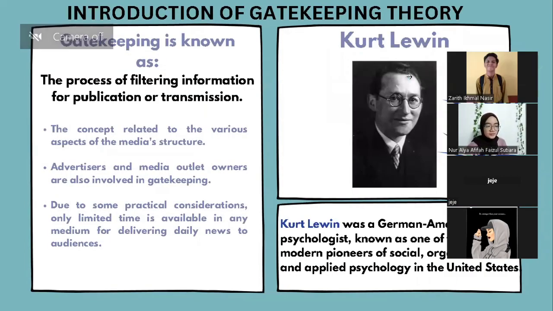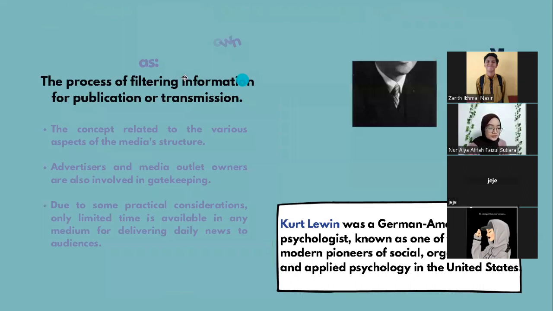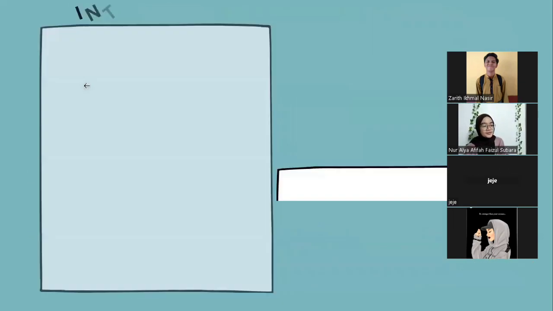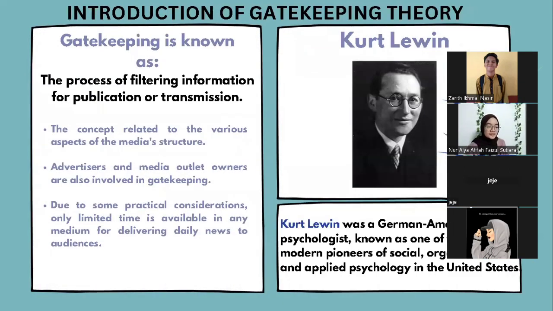Introduction of gatekeeping theory. The process of filtering information for publication or transmission is known as gatekeeping. It can be applied in various academic fields such as journalism, sociology, and communication studies. Originally, gatekeeping was focused on the mass media. The concept of gatekeeping is also related to the various aspects of the media structure. It involves the decision-making process in determining which sources are included in a story. Kurt Lewin introduced the concept in 1943. Besides the media, advertisers and media outlet owners are also involved in gatekeeping.